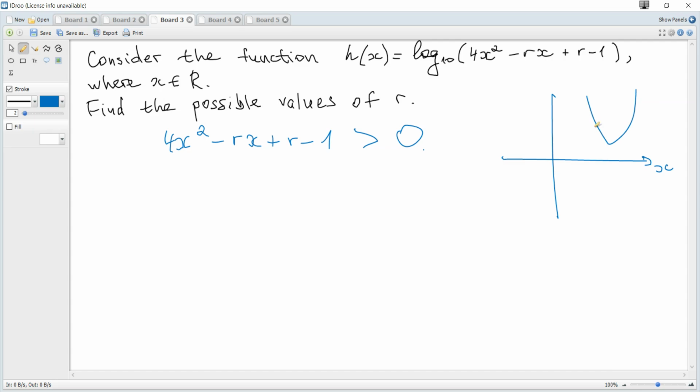And with respect to roots, we can see that there must be no roots, no x-intercepts. And to get no roots, the discriminant of this quadratic should be negative. So we consider the discriminant. Discriminant is b squared minus 4ac. b is minus r, squared, minus 4ac. c is this. Must be less than 0.